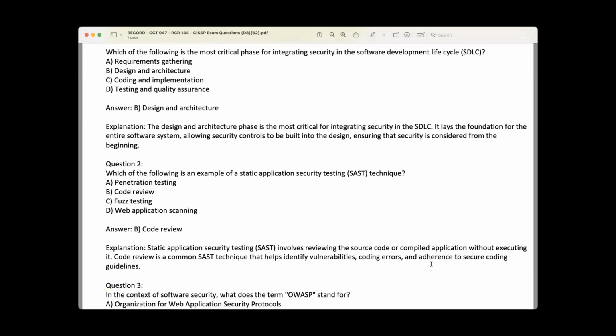Hey all, it's Sean Gerber with CISSP Cyber Training, and we are going to be doing CISSP exam questions for software development. Yeah, baby. Domain 8 of the CISSP exam. So it's exciting, super exciting.